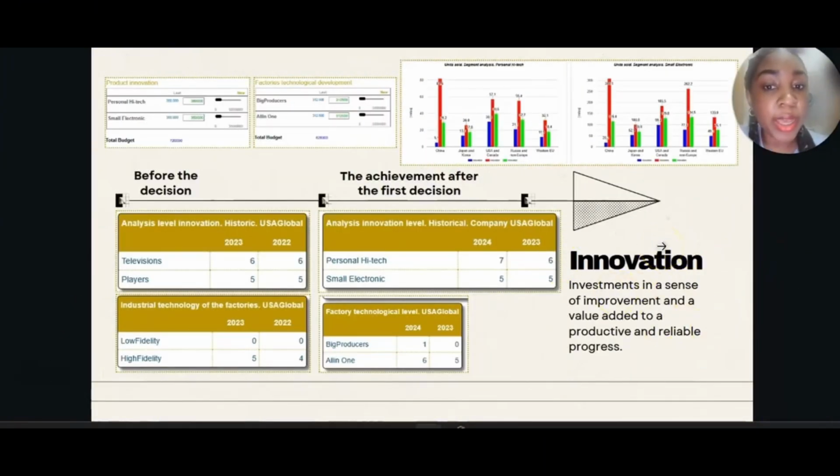Innovation. This slide shows investment in product innovation and factory development. After the decision, we see improvements in analysis and technology levels. Innovation helps the company stay competitive.